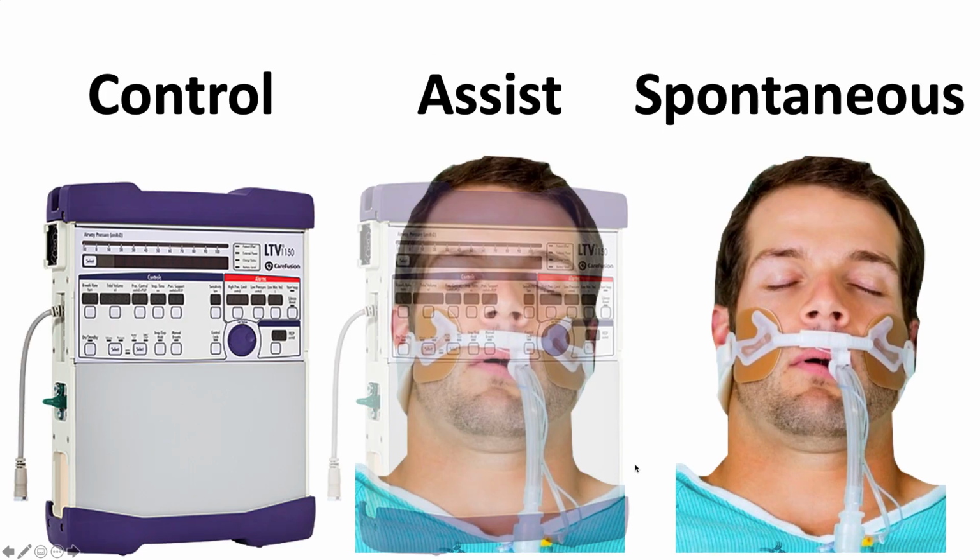Now, the three main breath types, there's control, assist, and spontaneous. For control breaths, the machine does everything. The machine triggers it, the machine says how long it's going to happen, how much volume is going to go in, and it does everything itself.